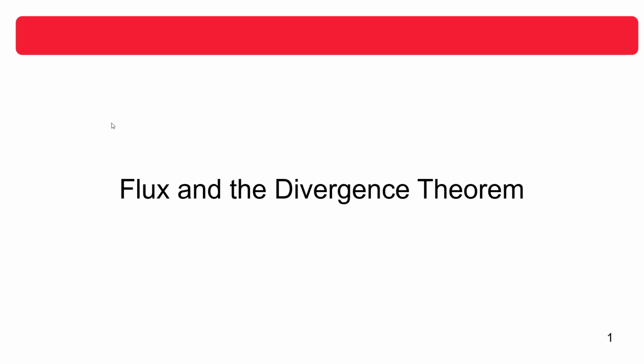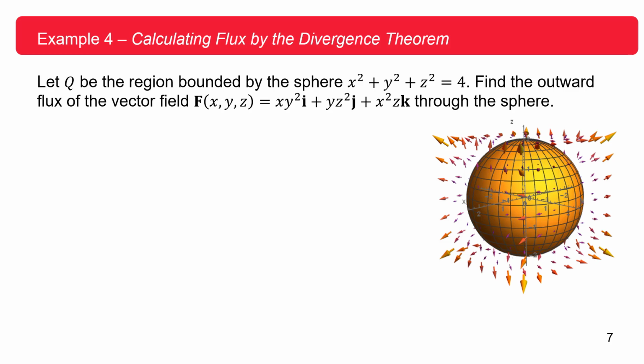Welcome back. In this second lecture from section 15.7, we're going to do another example of the divergence theorem. Here we have a region bounded by a sphere of radius 2. The outward flux of the vector field F through the sphere is precisely the integral over the boundary of Q, that's our S, of F dot N dS. Right? It's expressed a little bit differently than the first example we did.